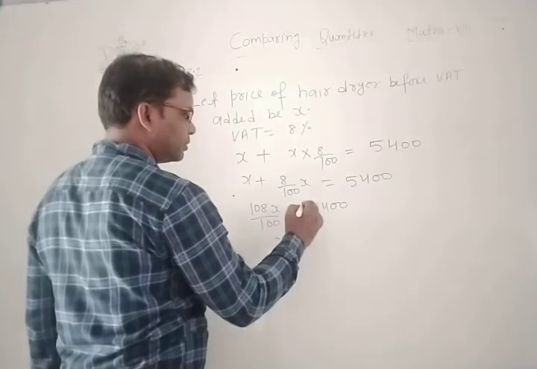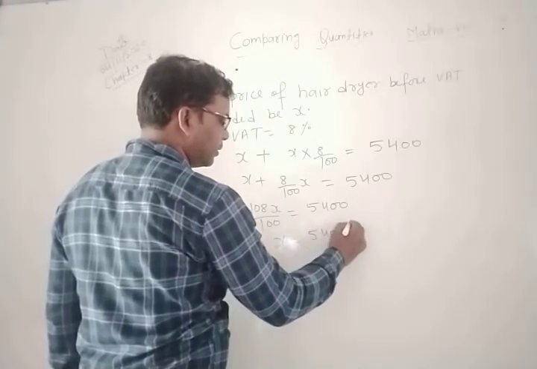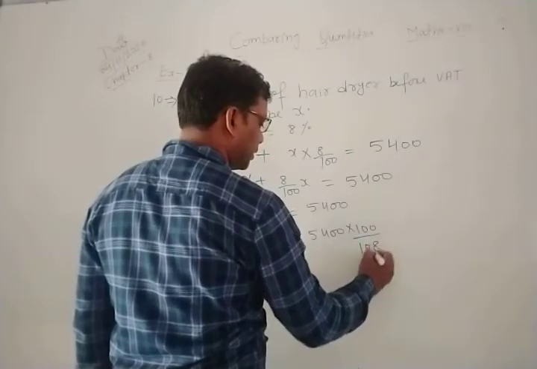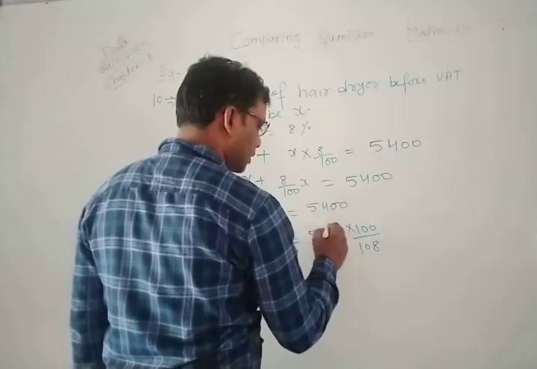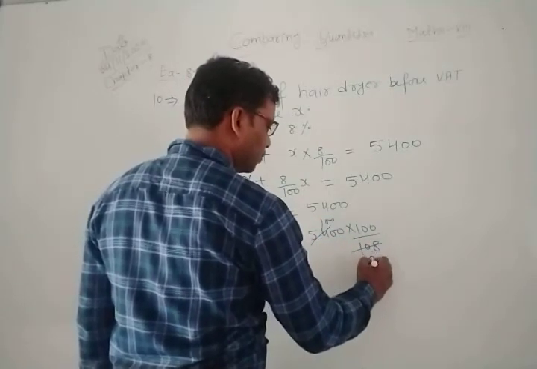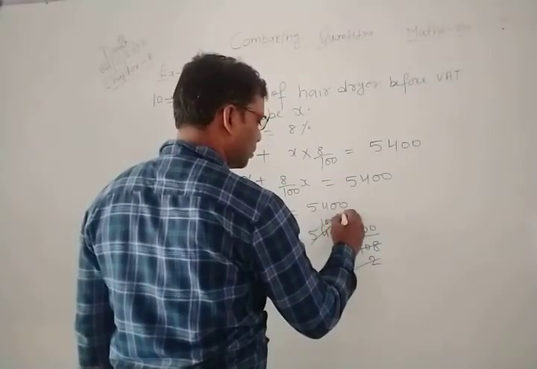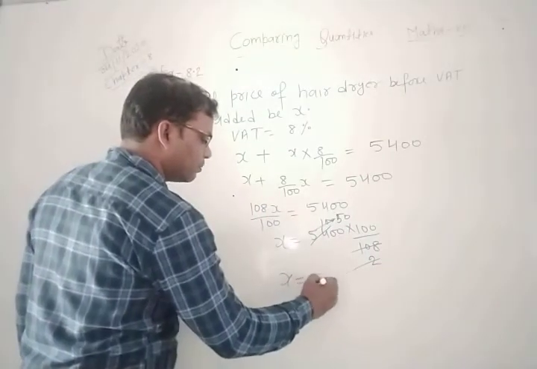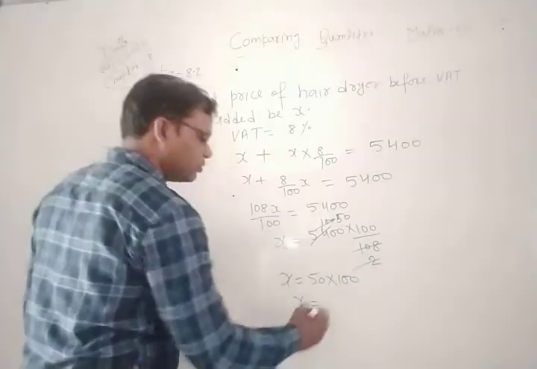Or you can write here x is equal to what? x is equal to 5400 into 100 by 108. Here, if you cancel it, 54 divided by 108, 2 times. Again, here you can cancel it. So the value of x is equal to 50 into 100. This is equal to 5000.